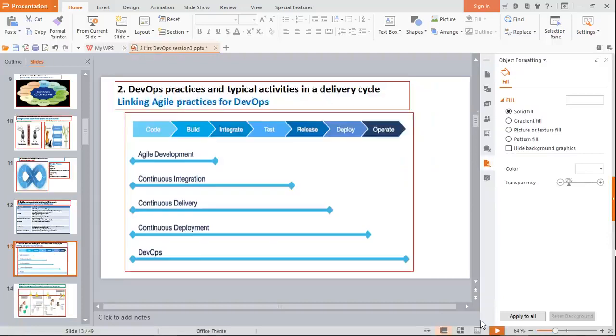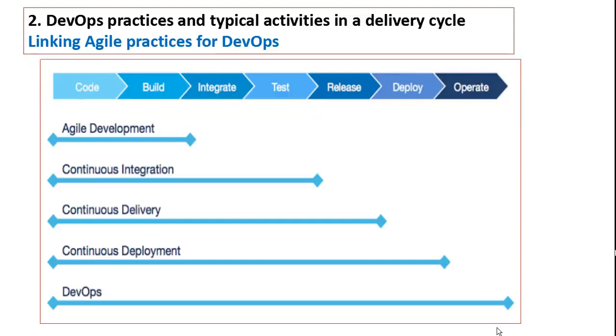Now we'll compare it by linking Agile practices for DevOps. Initially, if you see the history of Agile development, it started with component integration, and continuous integration is happening. After that, releases are deployed, different releases are planned in iterations, and continuous delivery is enhanced. Builds are continuously getting delivered.